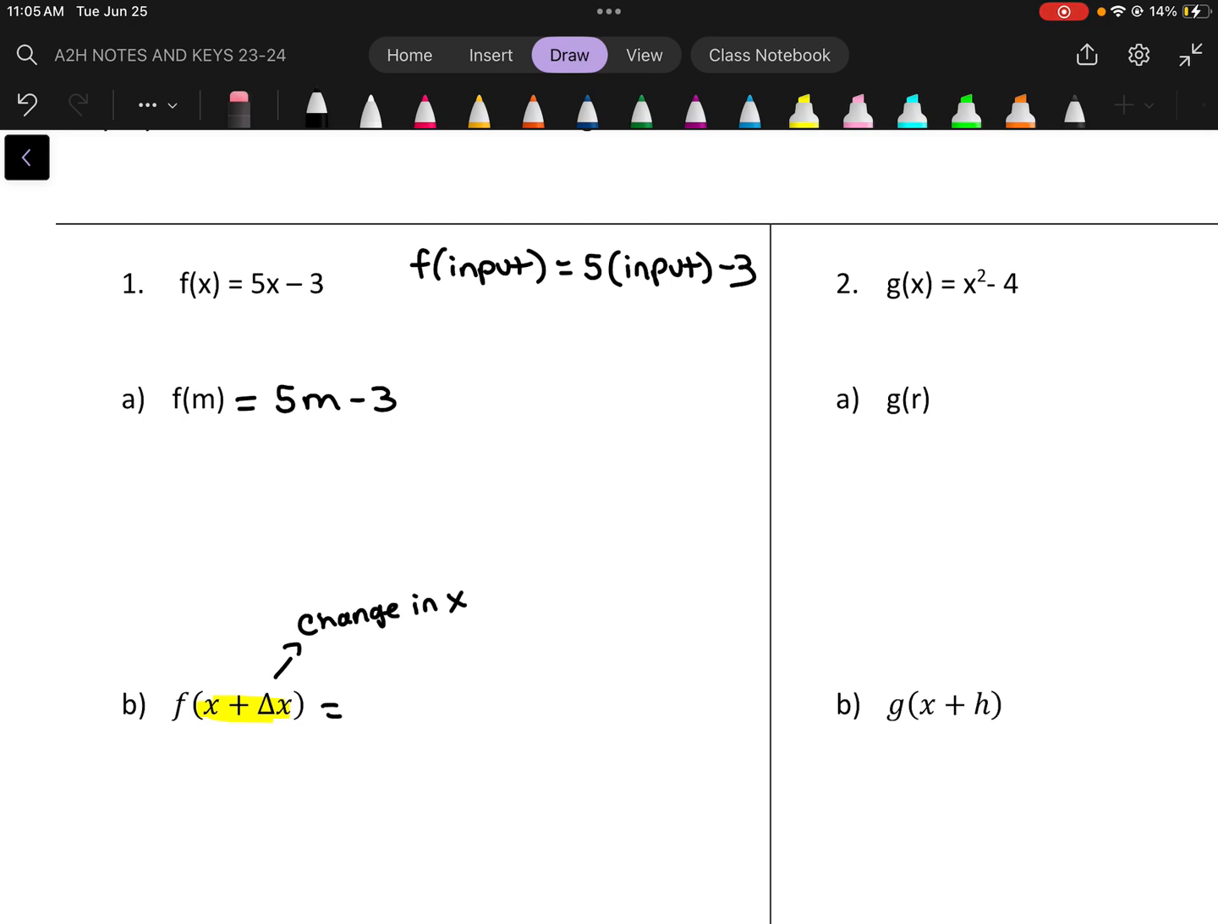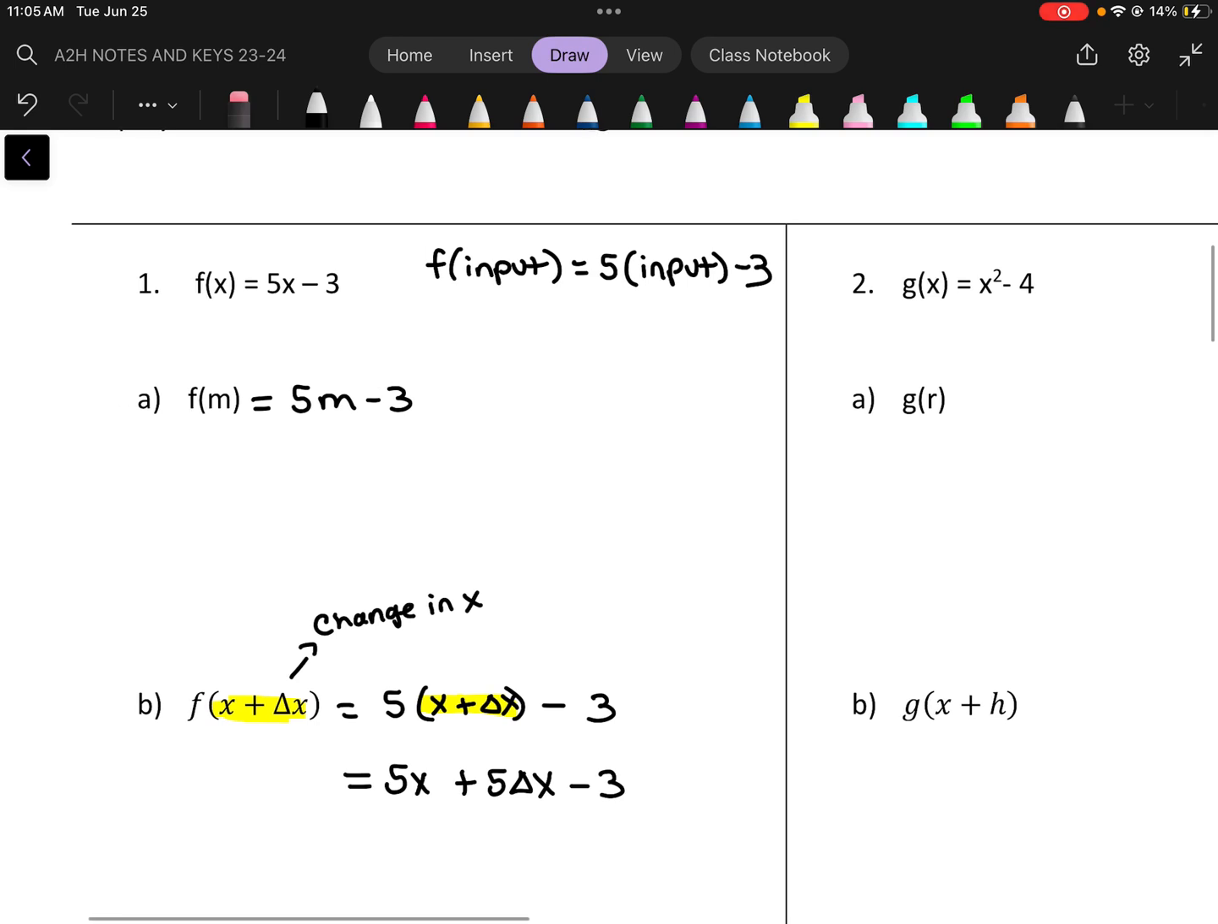And what we've got is 5 parentheses x plus delta x minus 3. So we get 5x plus 5 delta x minus 3 when we distribute it. And that's about all we can do. Again, delta x and x are two separate things. We're not going to combine them here.